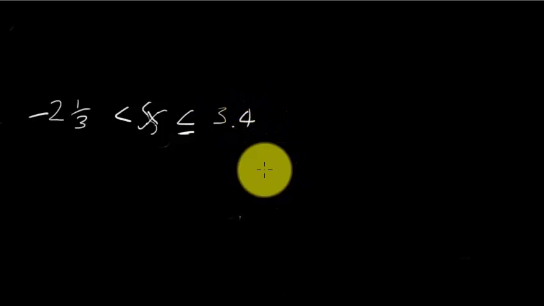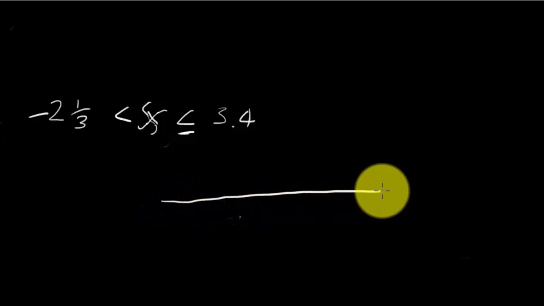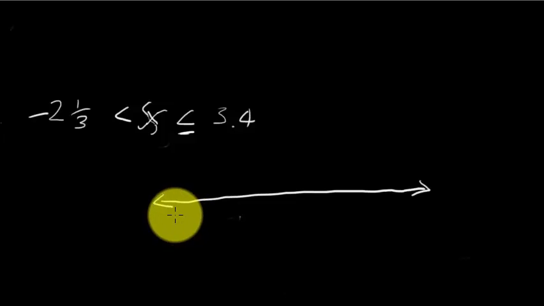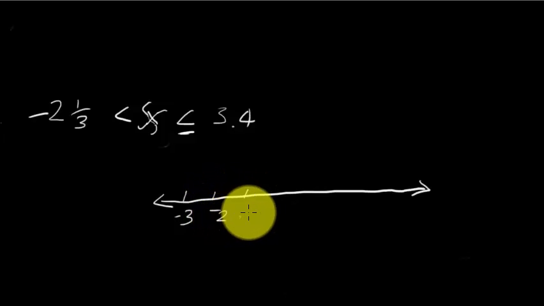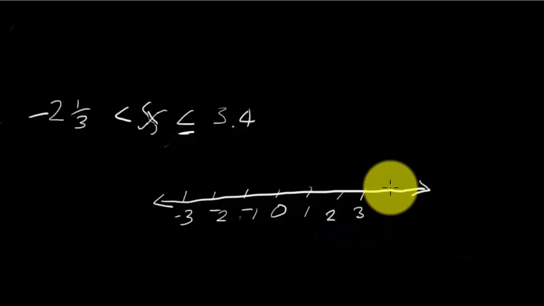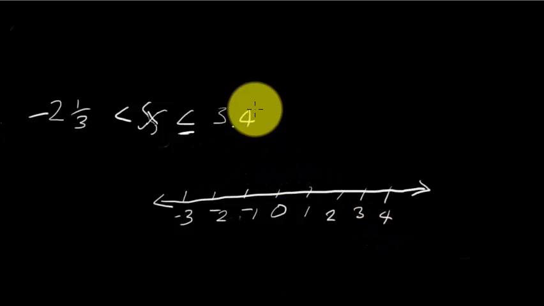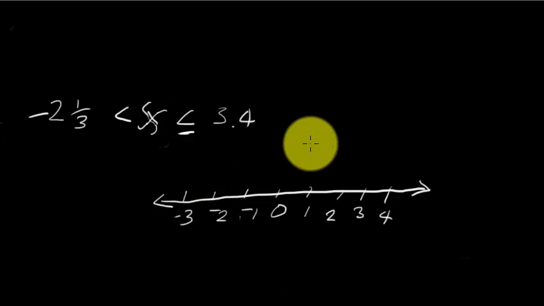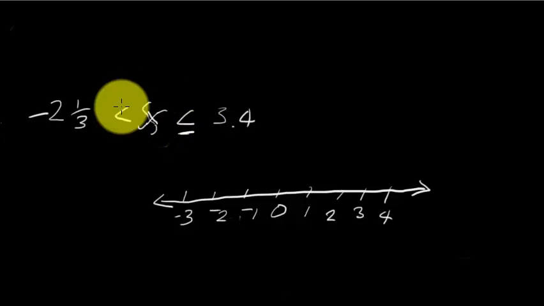Now let's look at the number line for this one. I'll try to draw it a bit larger. You should be using a ruler. We can look at the smaller number, negative 2 and a third, so we'll probably start with negative 3 over here. We'll draw negative 2, negative 1, 0. Use a ruler for this, and you can use the centimeters for your spacing. 1, 2, 3, and 4. We've gone up to 4 because we know that x is going to be less than 3.4. So we've got a range from negative 3 up to 4 because we know x is going to fall within that range.